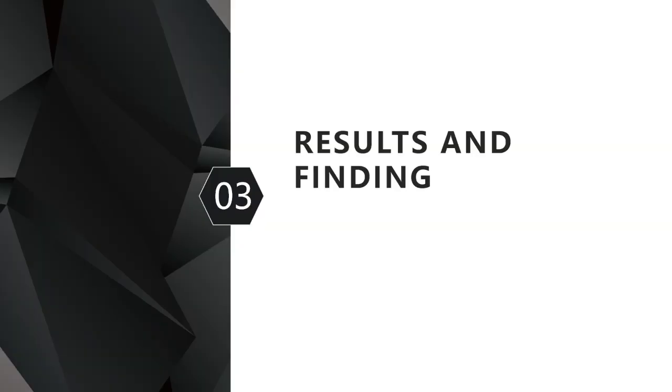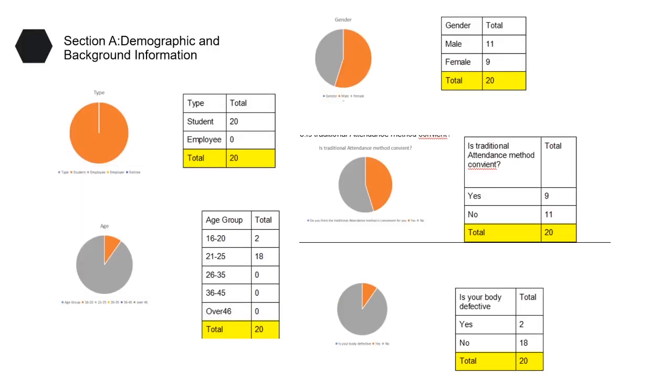The third part is the result and the finding. I create some pie charts to show section one, the demographic and background information about the participants, about the type of the participants. We can clearly see that 100% of the participants are students. The total is 20, and for the gender, there are 11 males and 9 females.